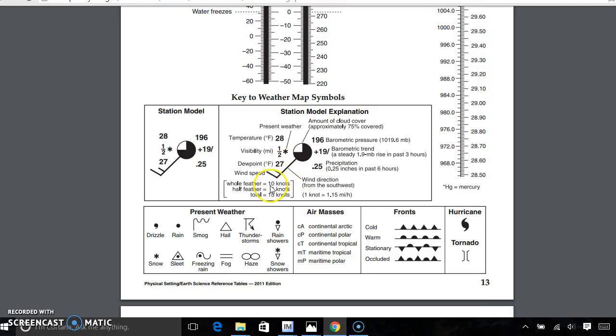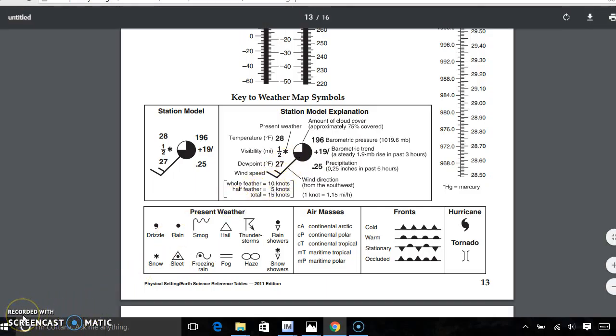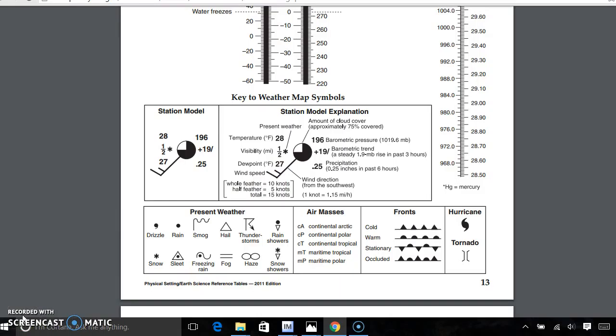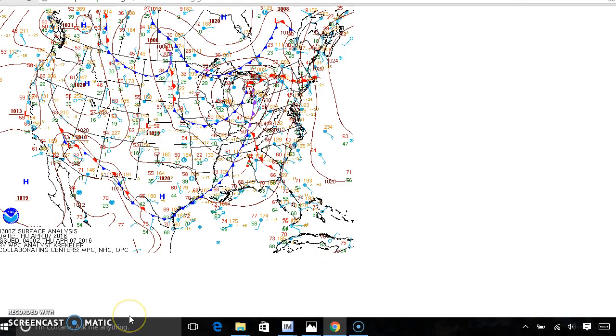And now that I'm thinking about it, I'm going to pause the video just for a moment and pull up today's weather map. But this time, the weather map's going to have all of the data and all of the station models on it. So I'll be right back. Okay, so we're back, and here's today's weather map.